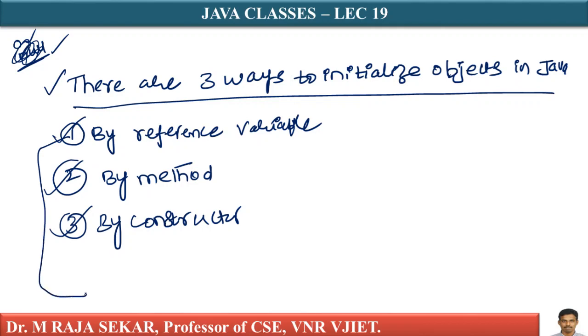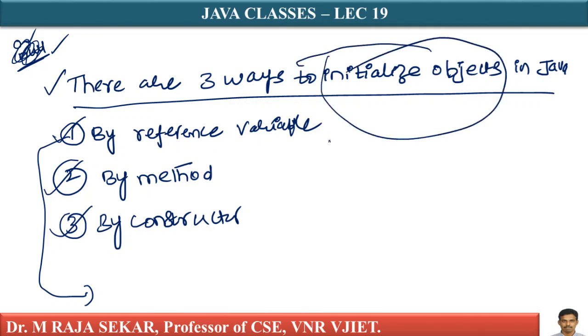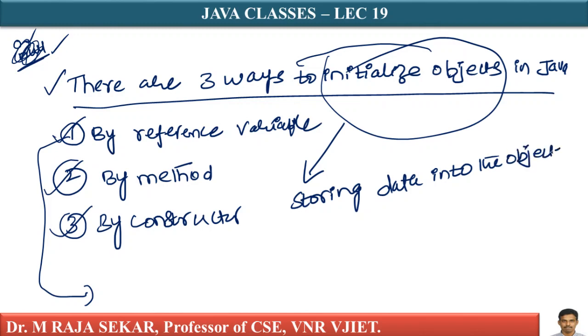Now, first let me explain how I can initialize an object by using a reference variable. Initializing an object means storing data. What is the meaning of initializing an object? Storing data into the object. If I keep some data in the object, then I can say it's initialized. Anyway, let's see a simple example where we are going to initialize the object through a reference variable.